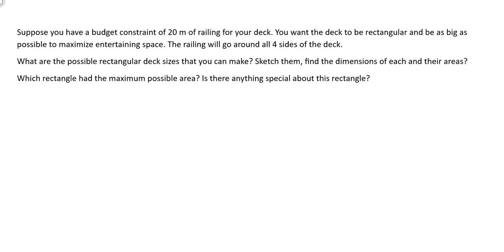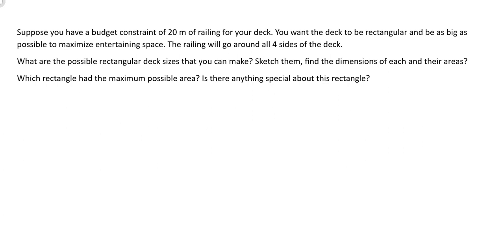So in this particular problem, you're being asked to build a deck, and you have 20 meters of railing. That railing would be the perimeter, and we want to get the largest possible deck that we can to have the most space to entertain. And our railing is going to go around all four sides of the deck.